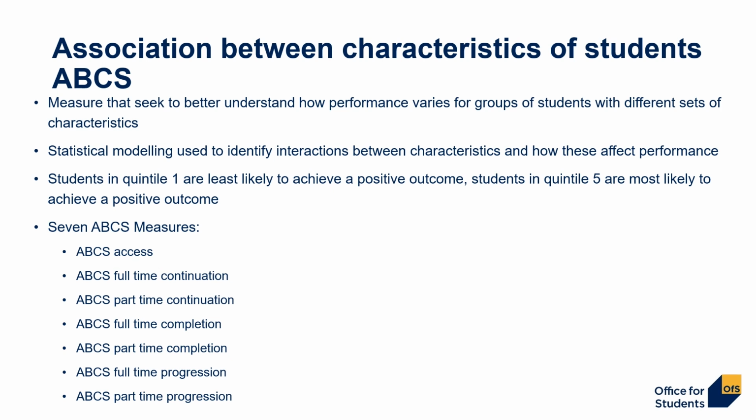There are 7 ABCS measures for different stages of the student life cycle. There is one measure for access, while continuation, completion, and progression each have 2 measures for full-time and part-time modes. The student characteristics used to group students should not have an impact on students' outcomes, but the evidence shows that they do.